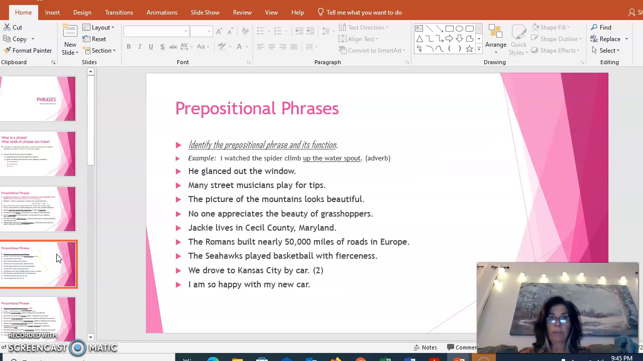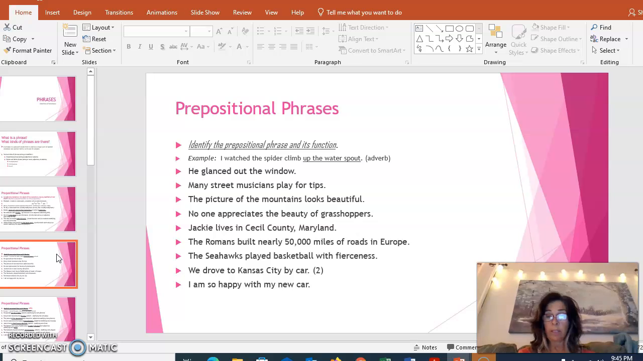Okay, so here you're going to identify the prepositional phrase and its function. So in your head, you can just mark this up, and you don't have to save it if you don't want to. If you want to save it to your own files, you're welcome to. Okay, I watched the spider climb up the water spout. So up is the preposition, the water spout is the object, and it says where he climbs, which is a verb, so it's acting as an adverb.